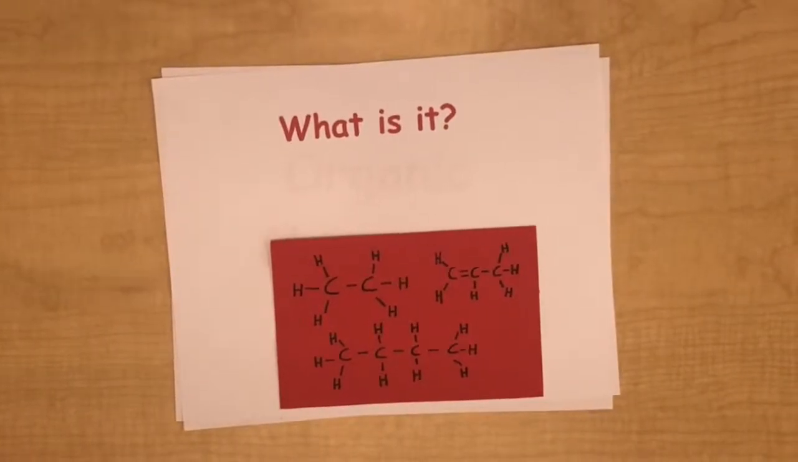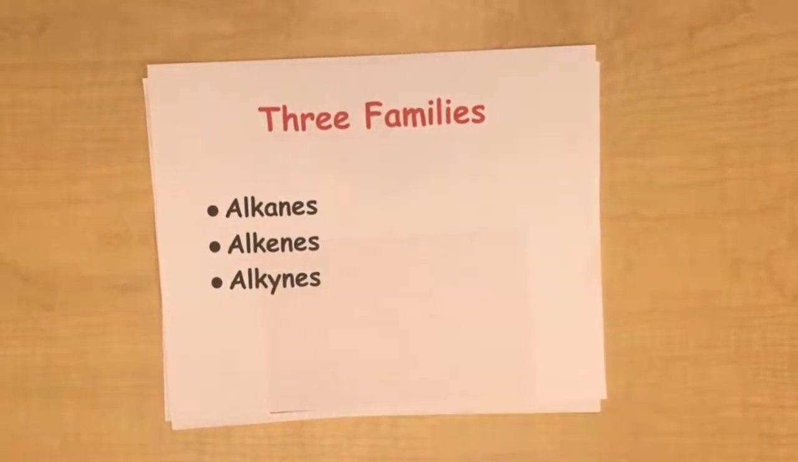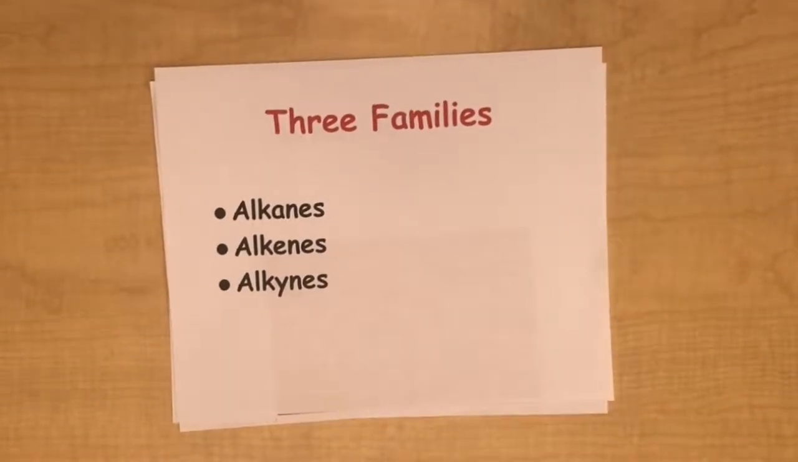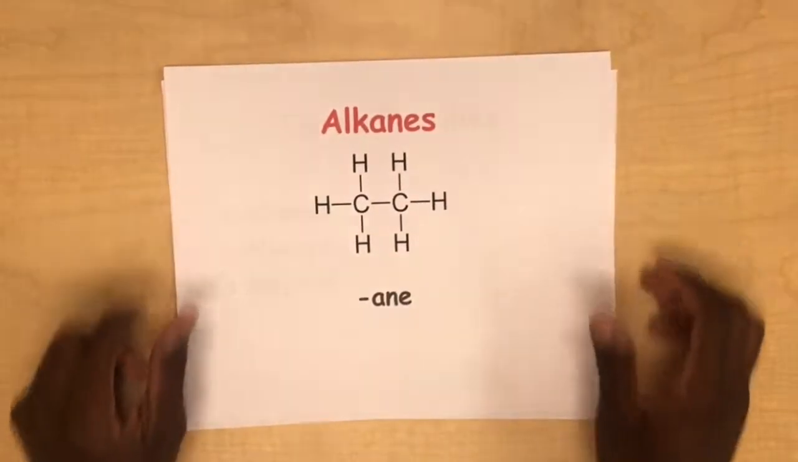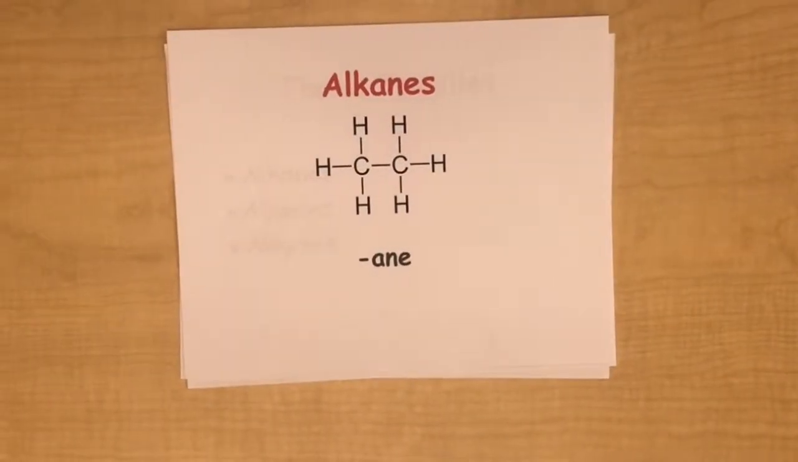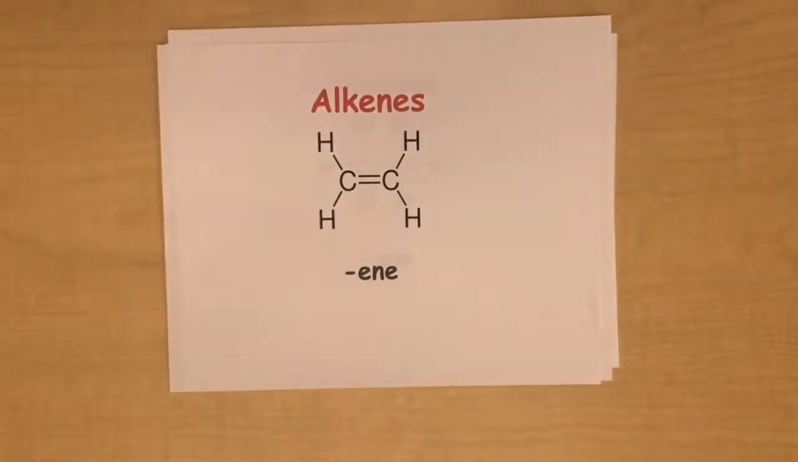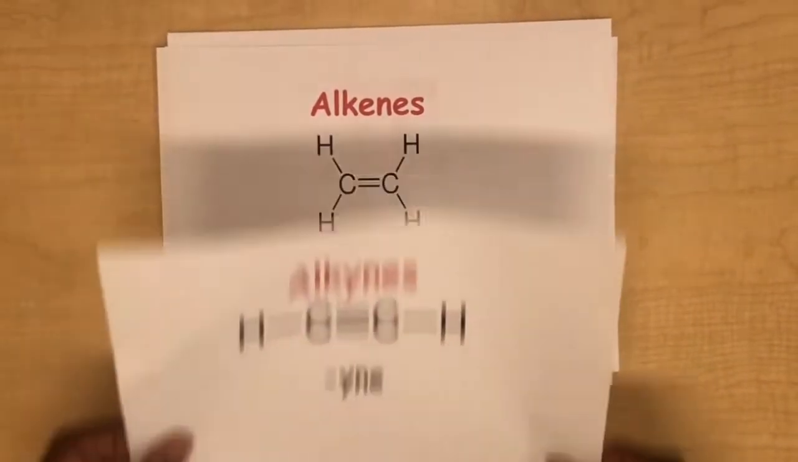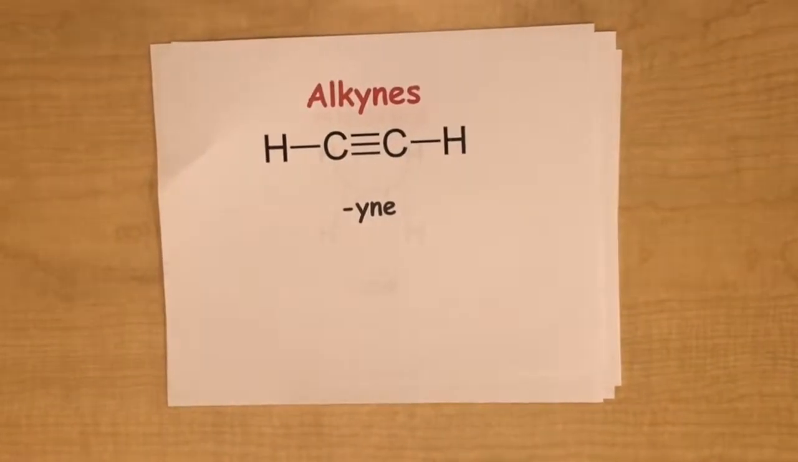When naming these hydrocarbon chains, there are three families: the alkanes, alkenes, and alkynes. Alkanes contain only single bonds between the carbons, and their names always end in "ane." Alkenes contain at least one double bond, and their name always ends in "ene." And alkynes always contain at least one triple bond, and their names end in "yne."